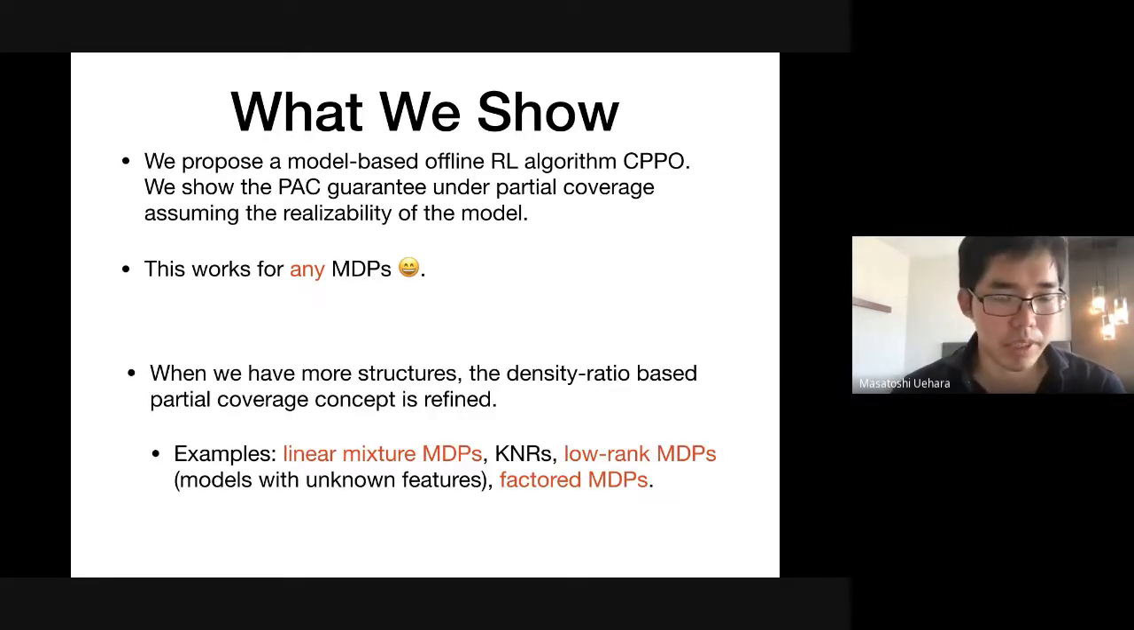The second contribution is we define the notion of the concentrability coefficient. When defining partial coverage, I use the density ratio based concentrability coefficient, so the d pi over rho is really using the density ratio. But if we have more structure for models, this can be replaced with much tighter quantities. For example, in linear mixture MDPs or KNRs, which is a generalization of LQRs, or other low rank MDPs, this L infinity type density ratio based concentrability coefficient is replaced with other quantities.